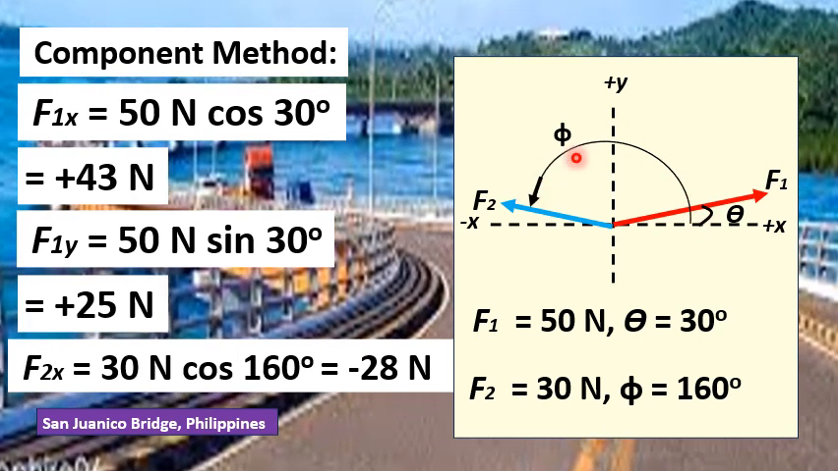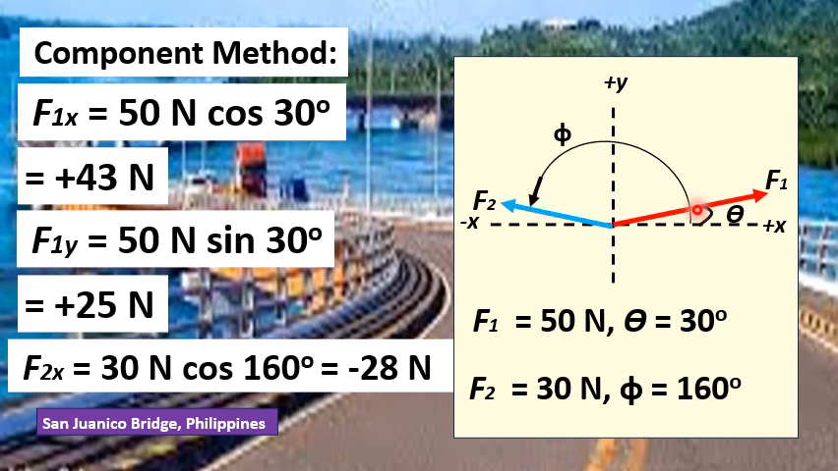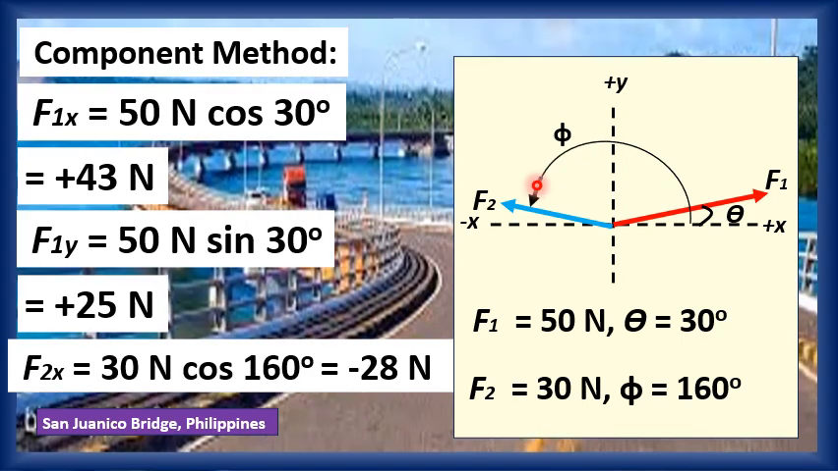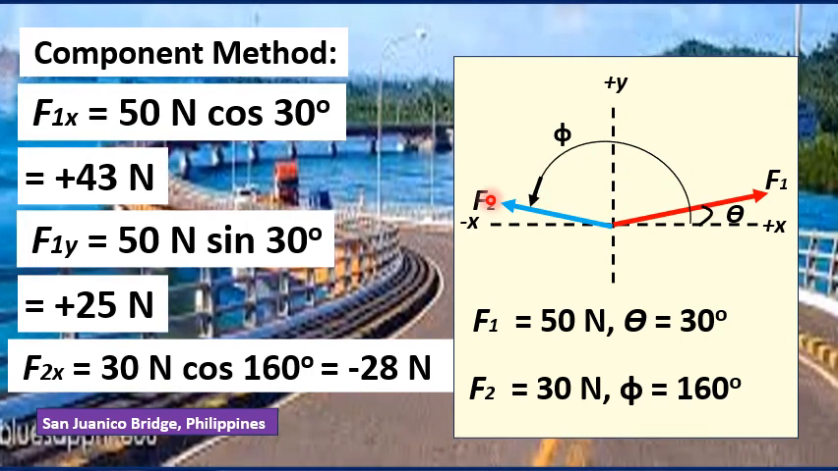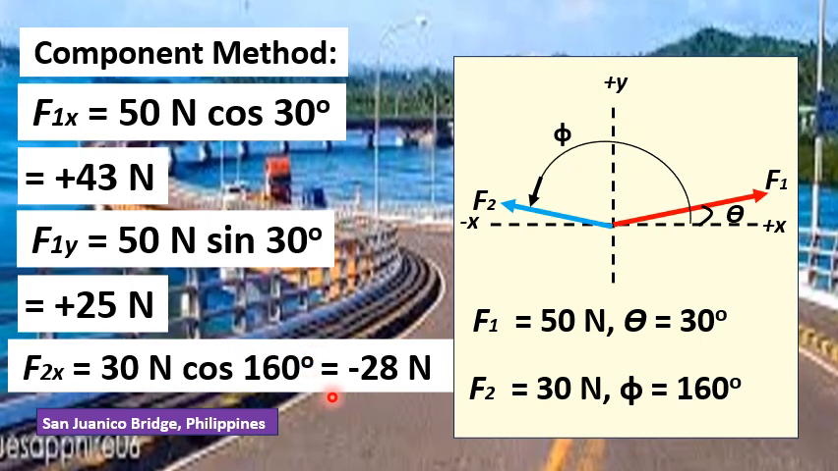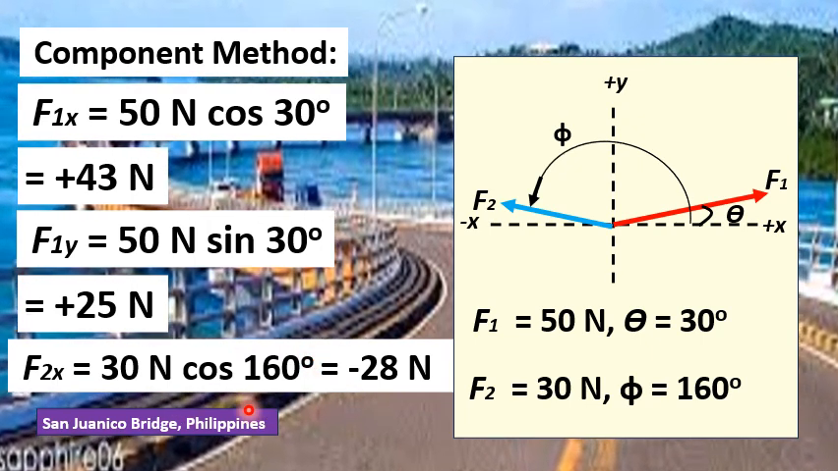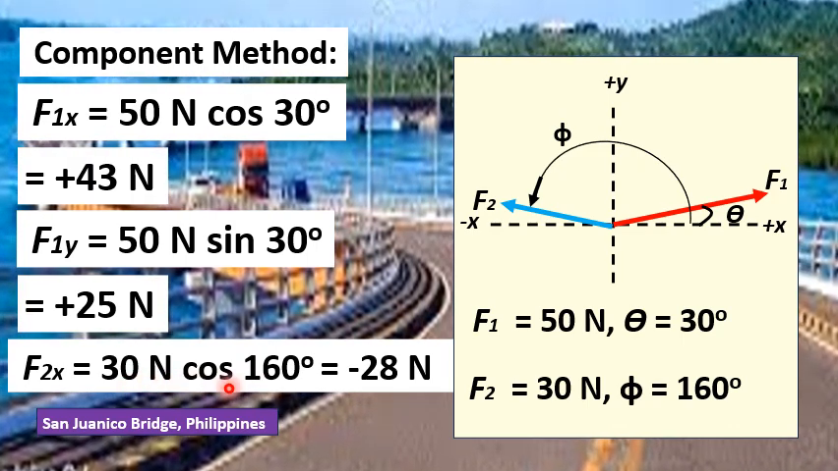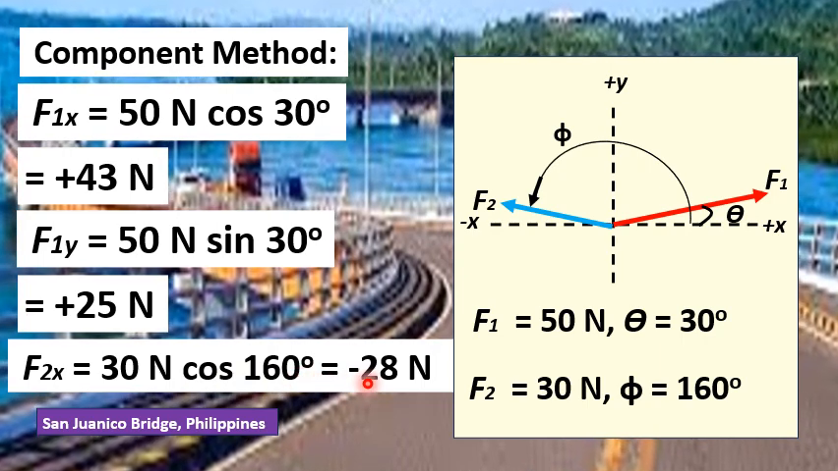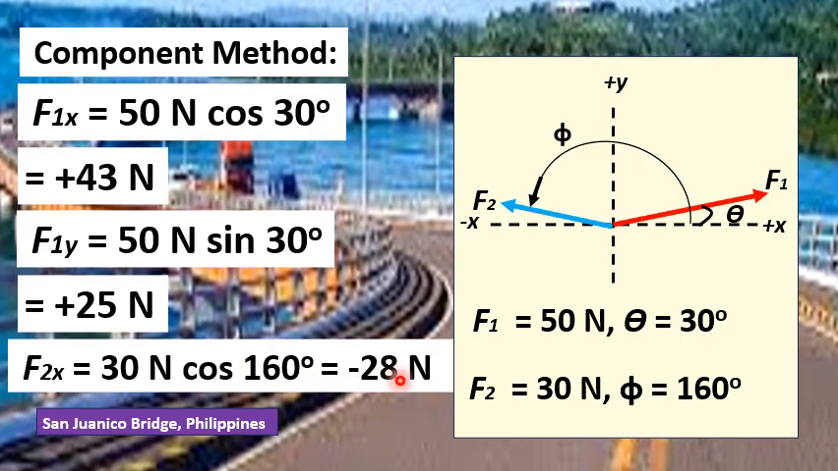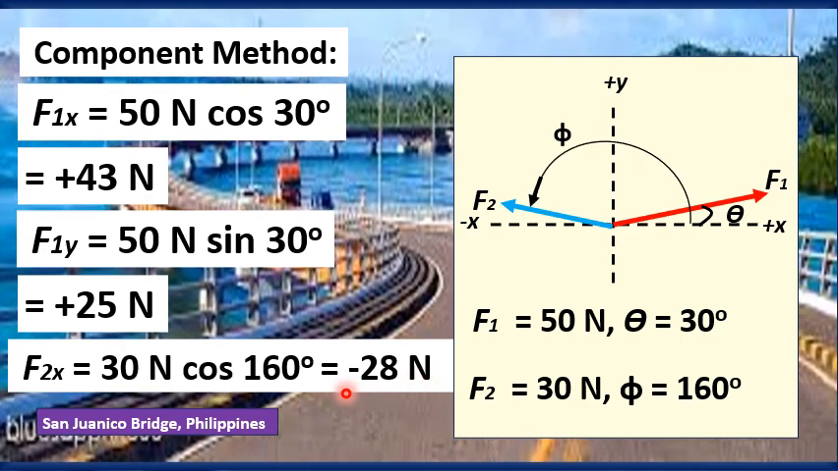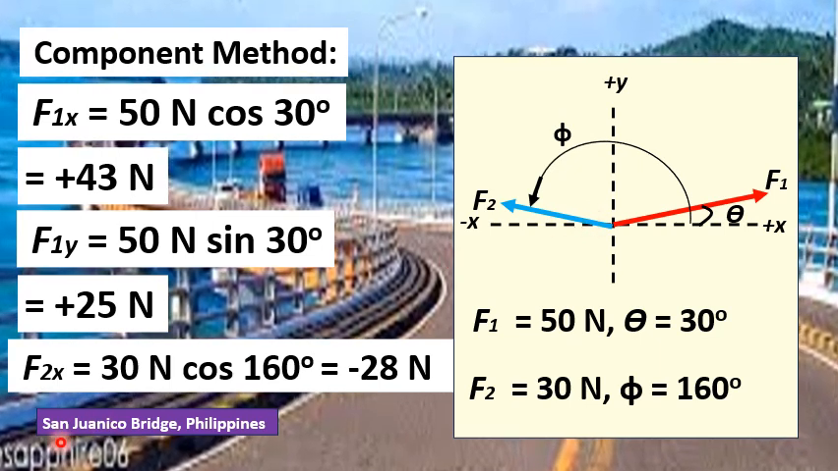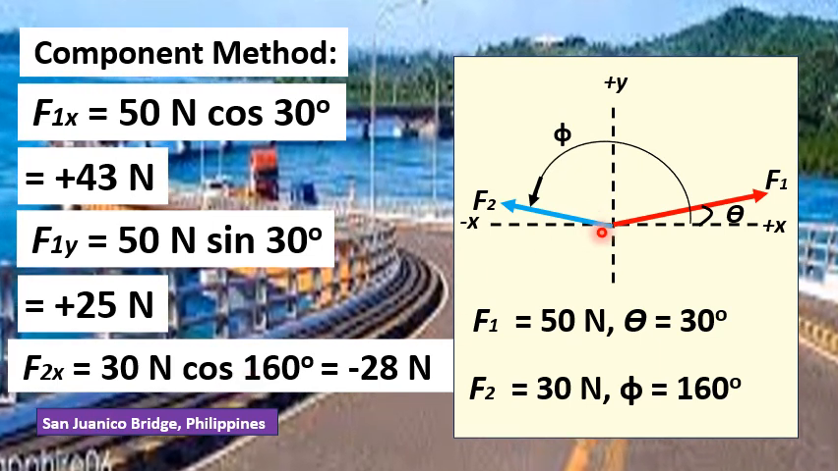As indicated by this semicircular curve or arrow. So, with the help of your scientific calculator, we'll find that the product of 30 newtons and the cosine of 160 degrees is in fact equal to negative 28 newtons. The negative sign, again, suggests that the x component, F2x, is directed into the negative x-axis or to the left.